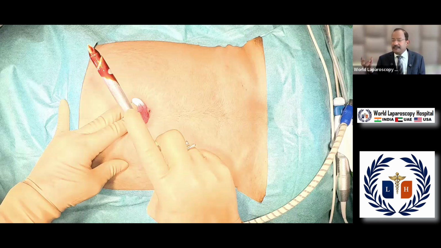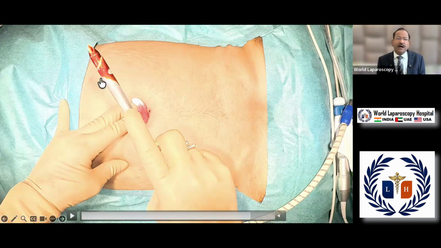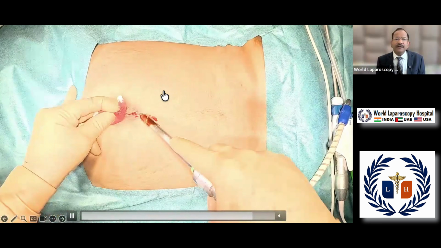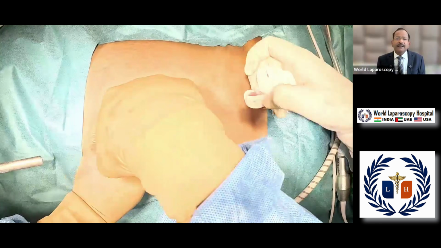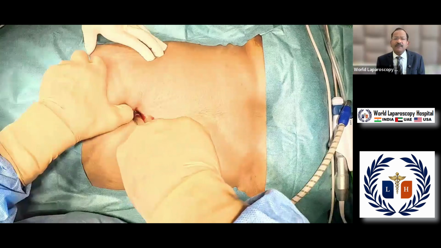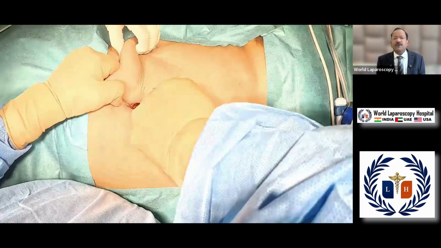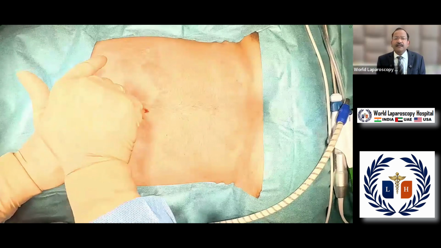So, always practice that: in a small bowl, keep betadine and dip the tip of the trocar in the betadine, and then with a screwing movement you will enter inside. And here again you hold the abdominal wall or ask your assistant, and then you are in. By a screwing movement you will be in.